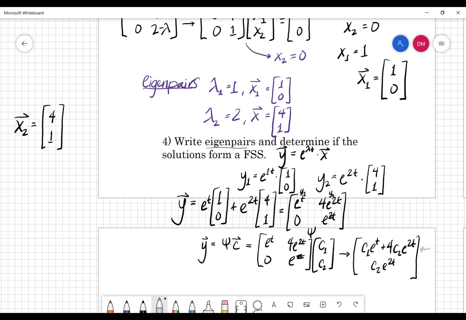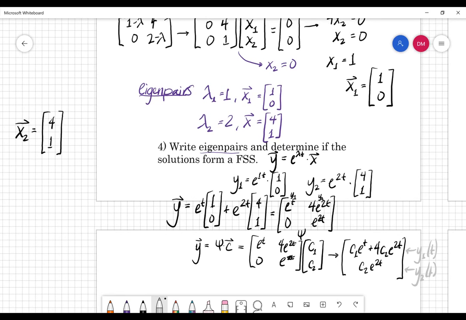This right here, the first row, is y1 of t, a solution for this system of differential equations. This right here is y2 of t, a second solution for our system. All right, so that's the big picture.